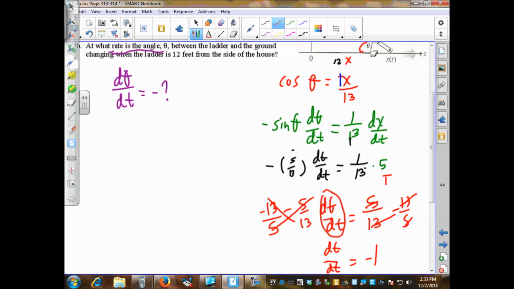And remember that angle is being measured in radians. In calculus, we always measure angles in radians. And the time is seconds. So our answer is -1 radian per second.